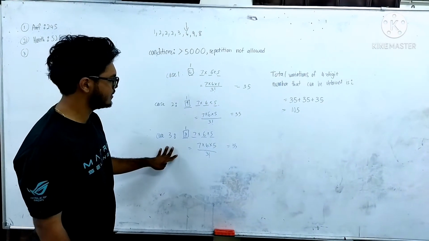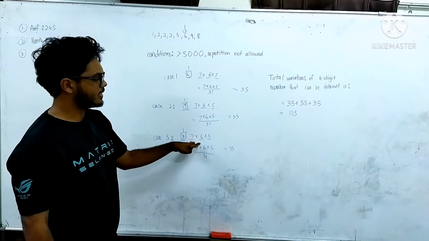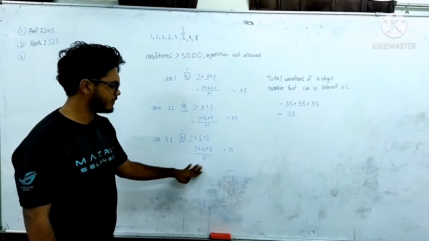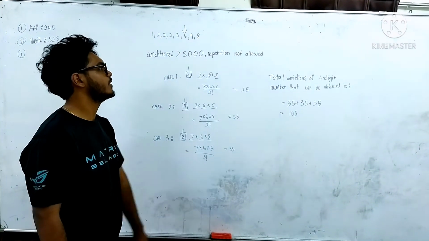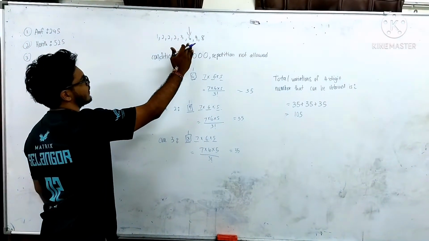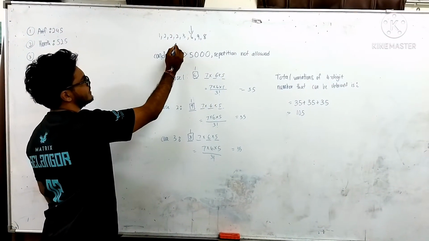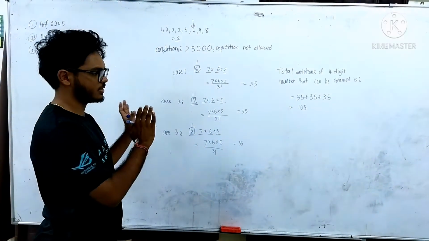And then for case 3, we're going to choose 8. And again the same thing, 7 times 6 times 5, divided by 3 factorial, since we have 3 2-digit numbers. And we're going to get 35. There are only 3 cases because greater than 5,000 means your first digit must be more than 5, and therefore it's 6 and 9 and 8 only.